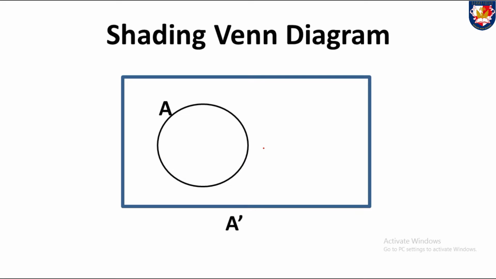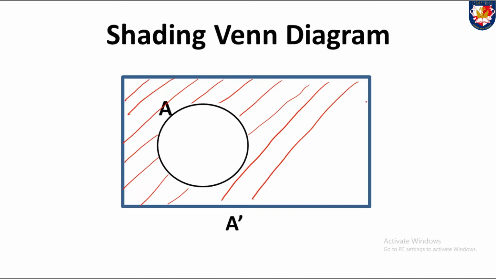Now, how about shading the region of A complement? As we know, A complement is the element outside of A. So if the circle is the region of set A, that means A complement is all the region outside of set A. Now we shade all the region outside of set A. All this region that got shaded is the region of A complement. This is how to shade the region outside of A.